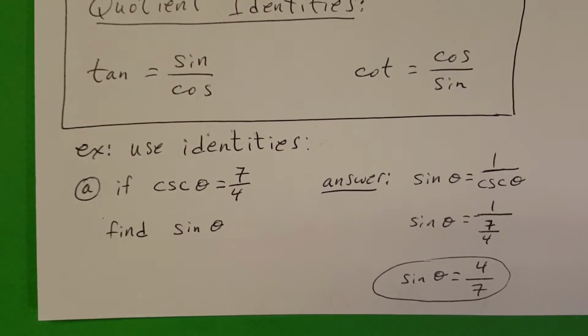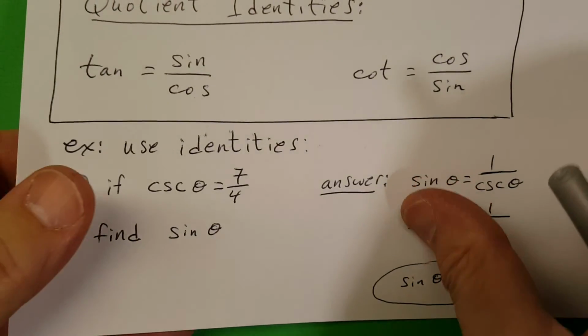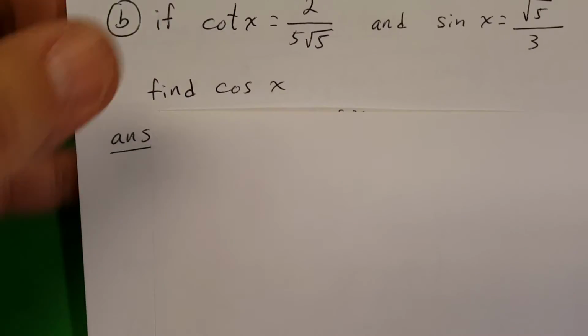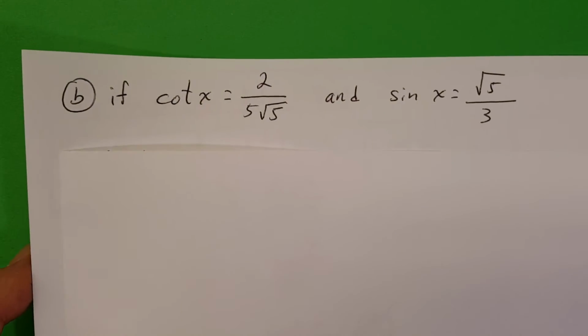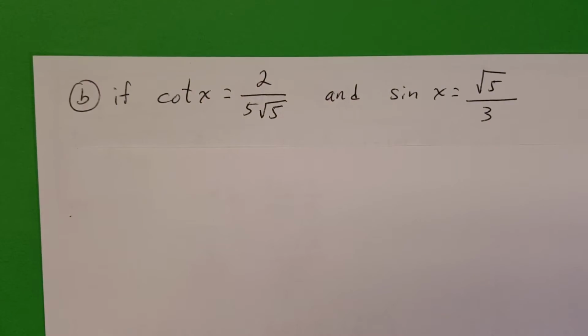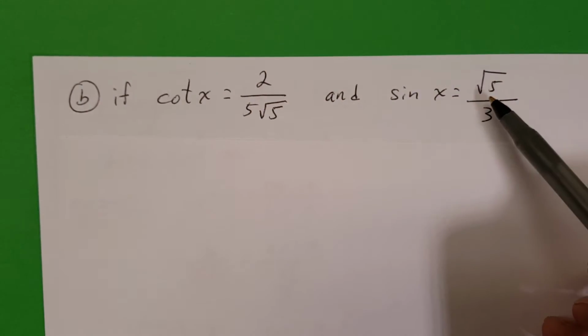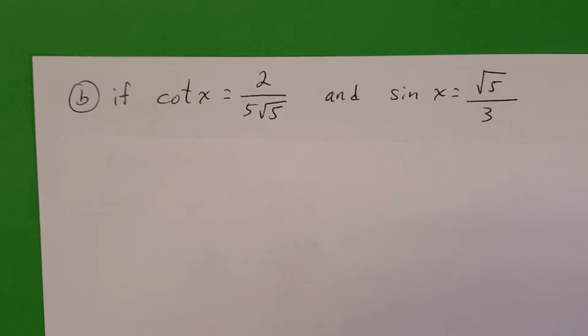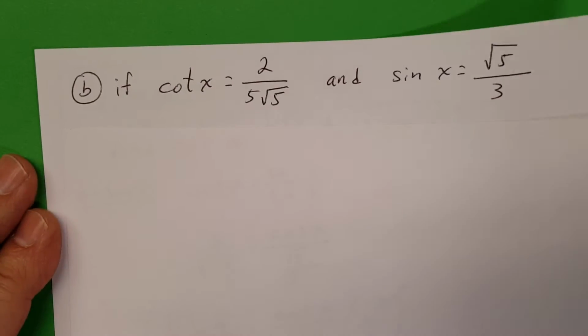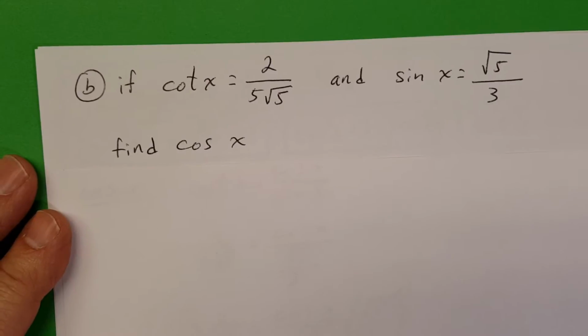Okay, let's look at another example. If I tell you that the cotangent of an angle, cotangent of x, is 2 over 5 square root of 5, and the sine of an angle is square root of 5 over 3, then you should be able to tell me what is the cosine of the angle.